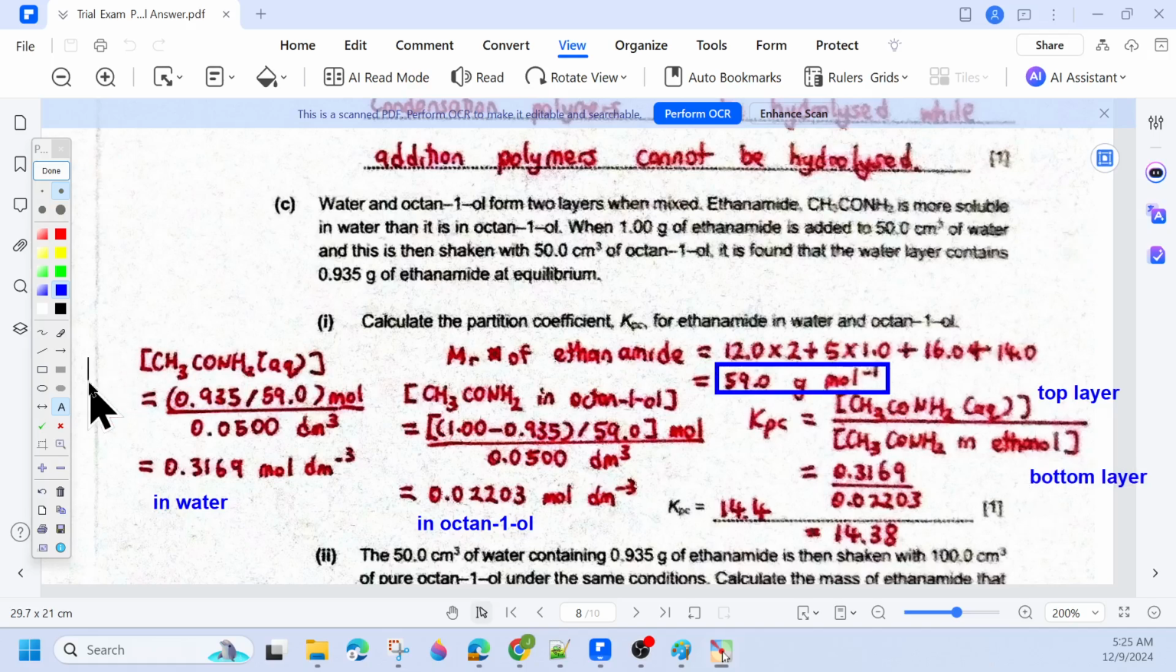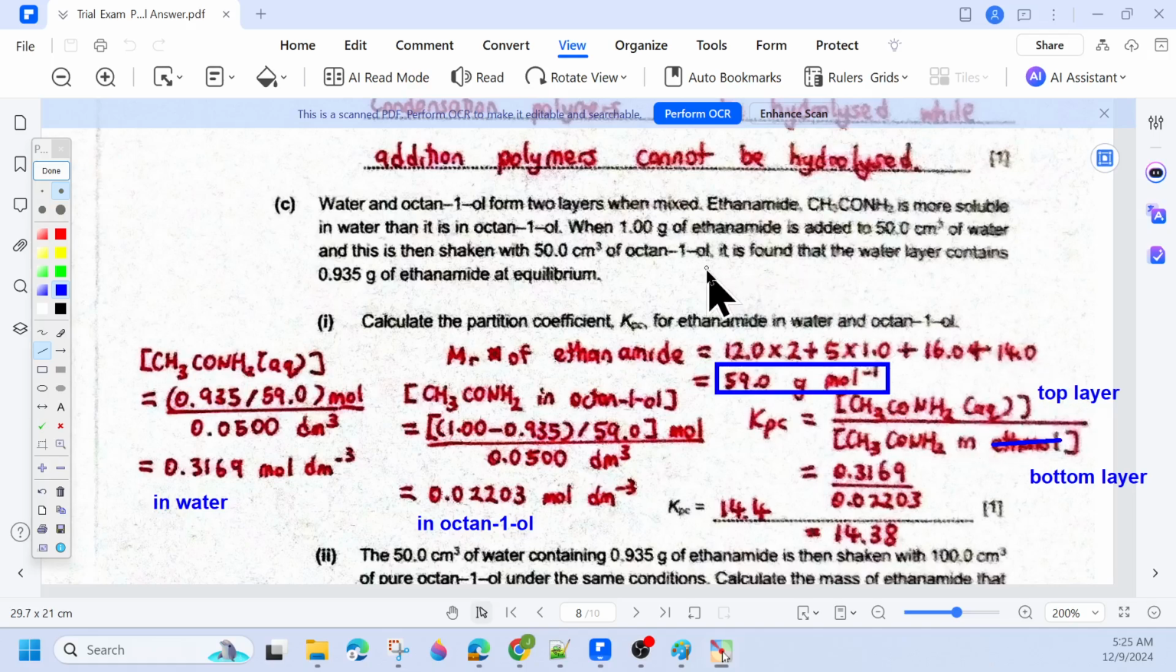Oh, by the way, there's a slight mistake here. Please ignore this. This is a mistake because it's not ethanol. It's supposed to be octan-1-ol. This is supposed to be octan-1-ol. Sorry, ignore this mistake. It's not ethanol, it's octan-1-ol.